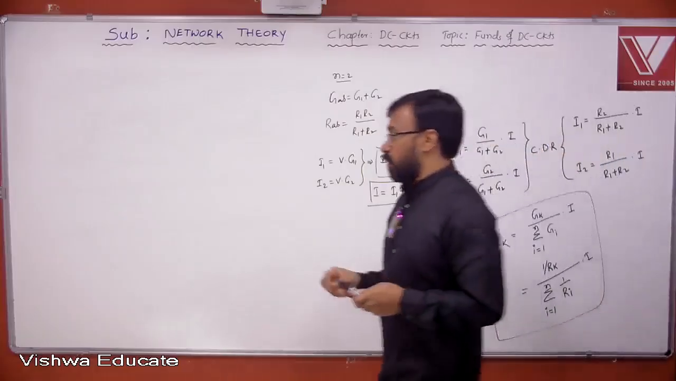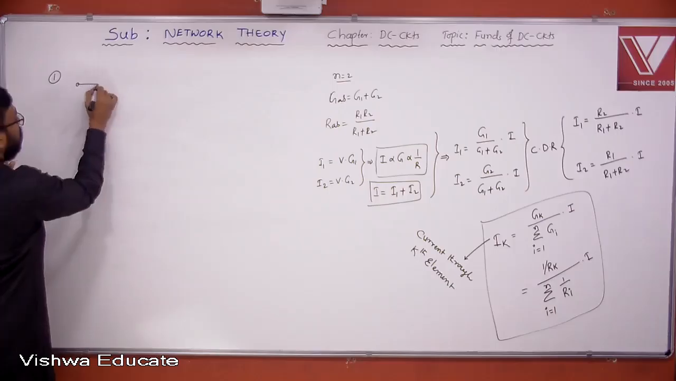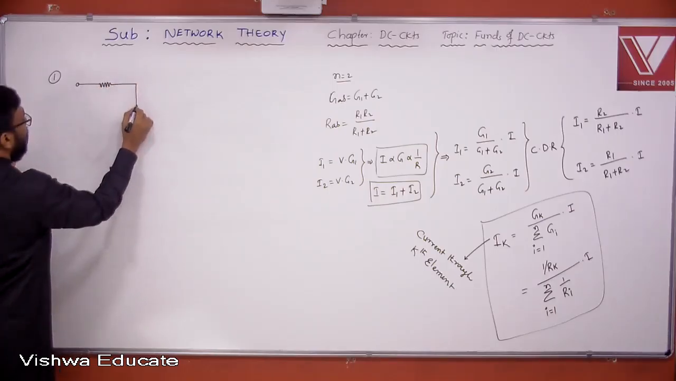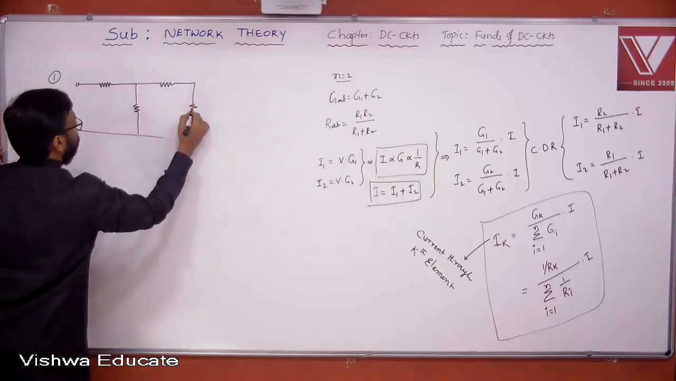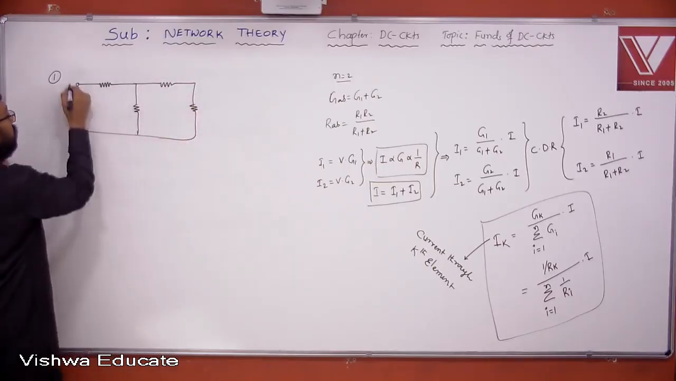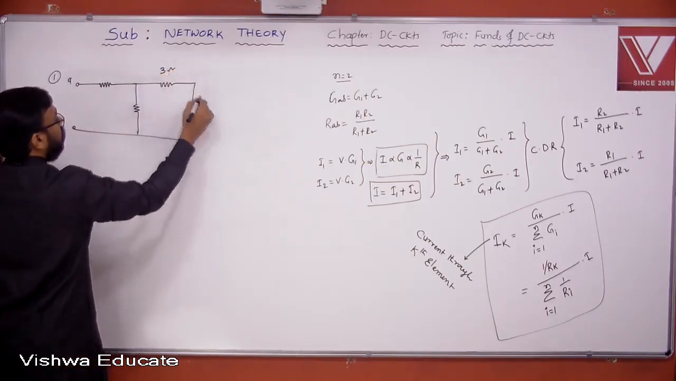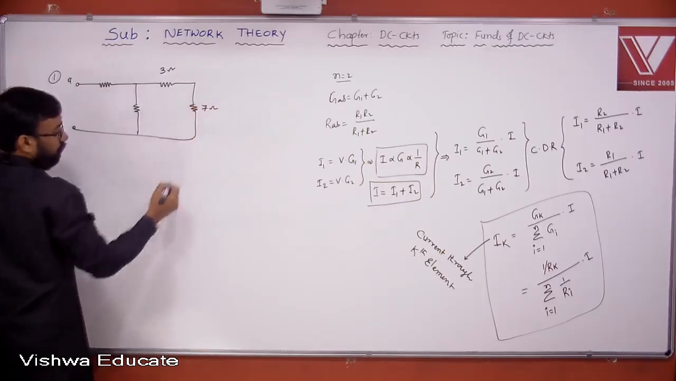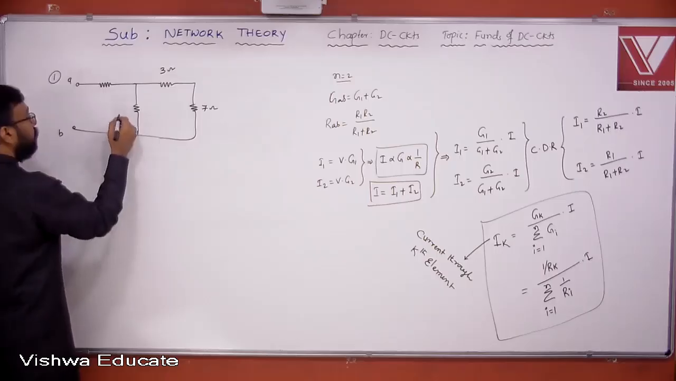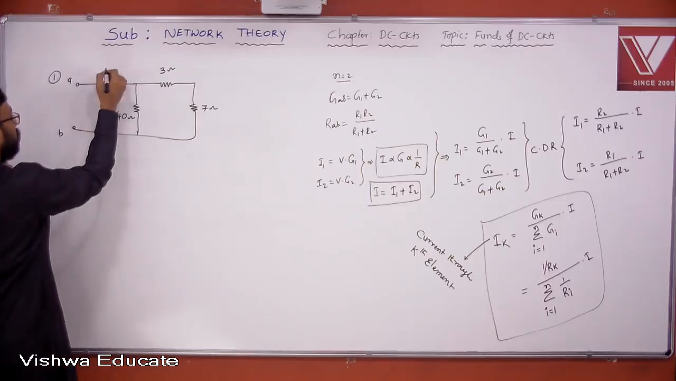Now let us look at the problems. We start with a simple problem. All of you can easily answer it. Let us try to find the resistance across AB terminals. 3 ohm and say this is 7 ohm. Or else, 40 ohm and 10 ohm.